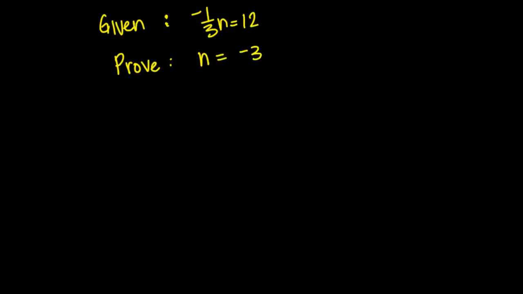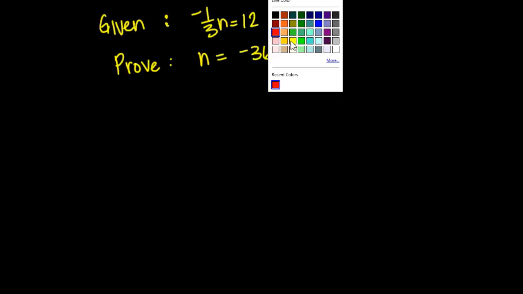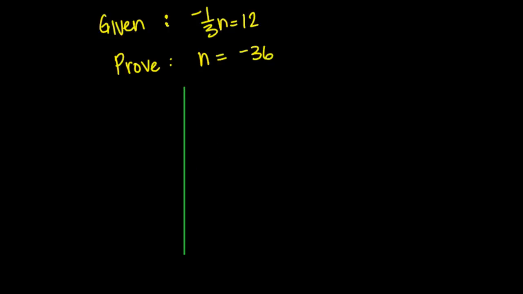All right, so let's look at a statement, and here's the given. The given is negative 1/3 n equals 12. You'll have a given and then you'll have what you have to prove. We want to prove that n is negative 36. Now you may look at this and go, duh, Coach Lowe, of course it's negative 36. We can solve this pretty quickly, and that's awesome. But here's what we're going to do. We're going to take something that we already know how to do, and we're going to make a proof out of it so you can focus on how we do this. So here's the statement and here's the reason.